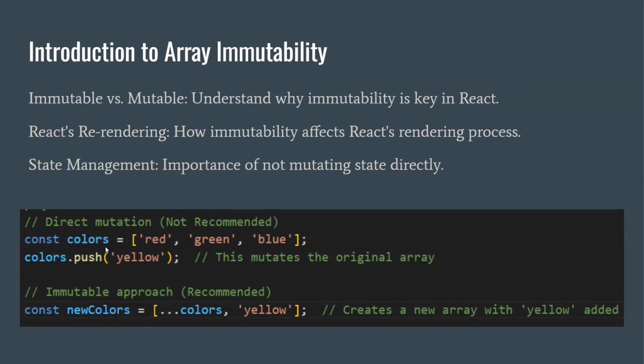You can see that this is an example of mutating an array directly, and this is an immutable approach where we are creating a new array with yellow added.